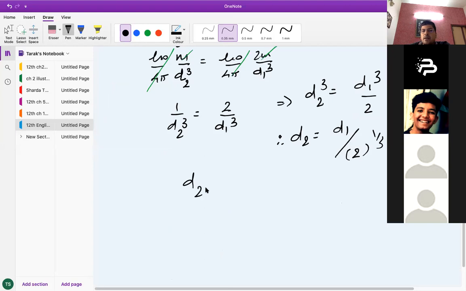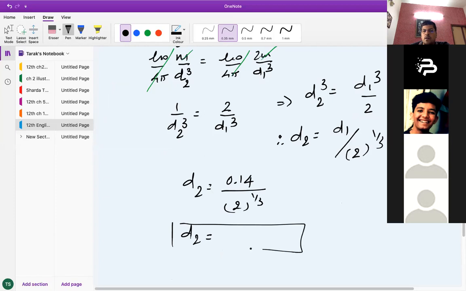So my d2 is equal to 0.14 divided by 2's cube root. Chalo bhai, કેટલું આવે છે? 2 નું ક્યુબ રૂટ.